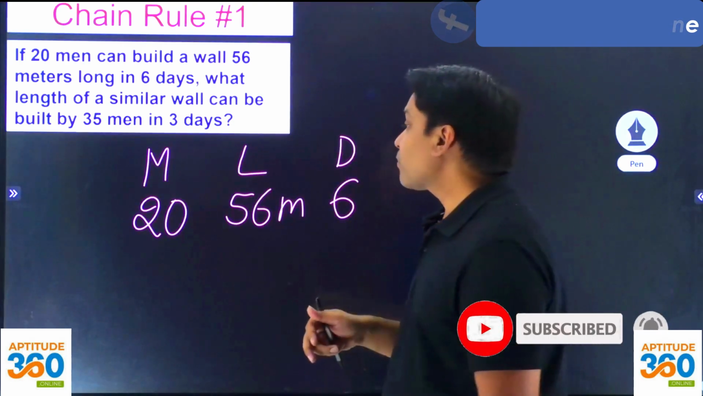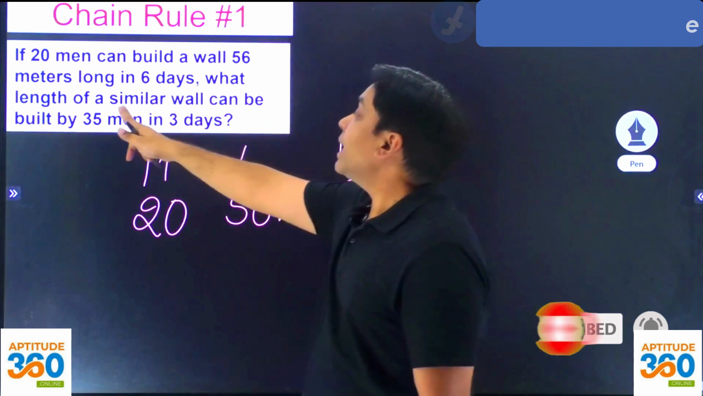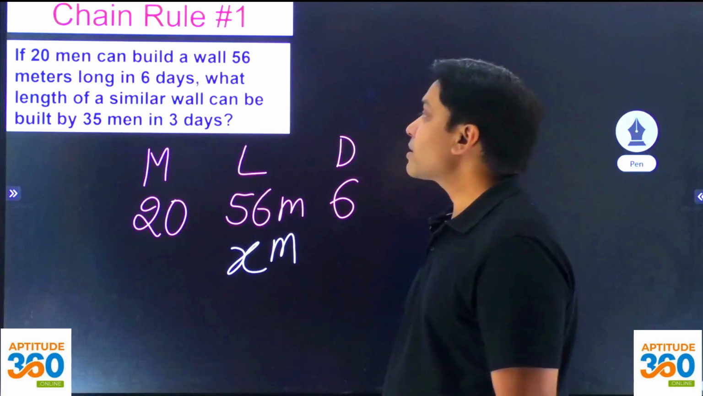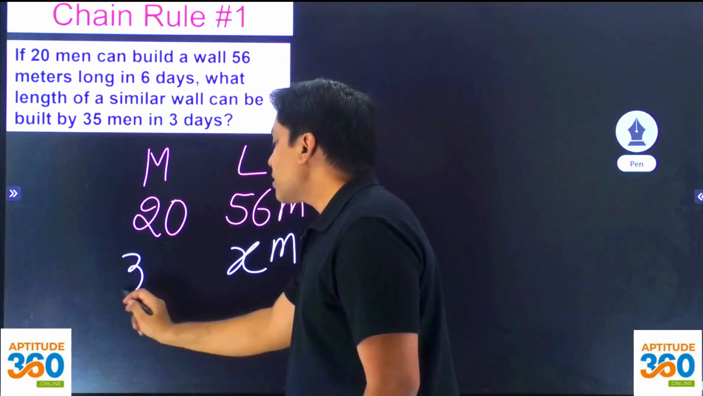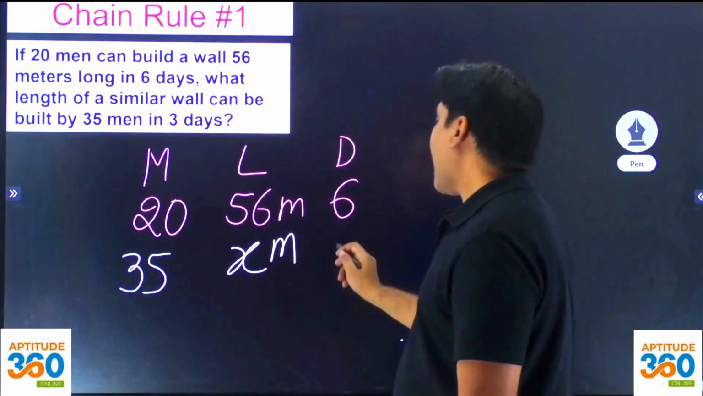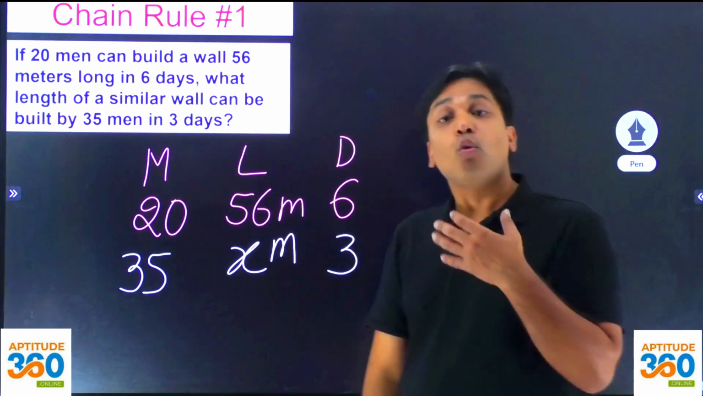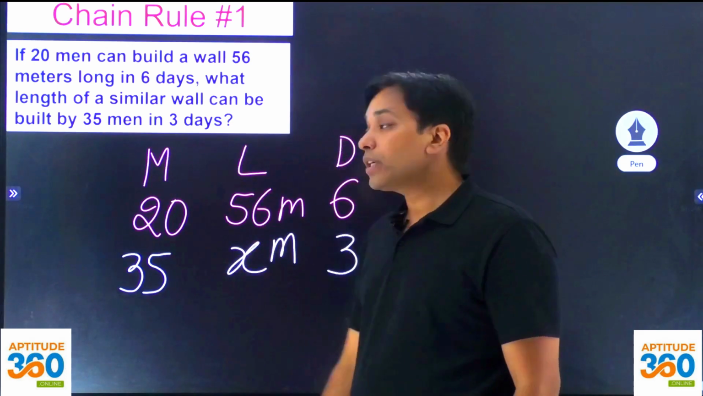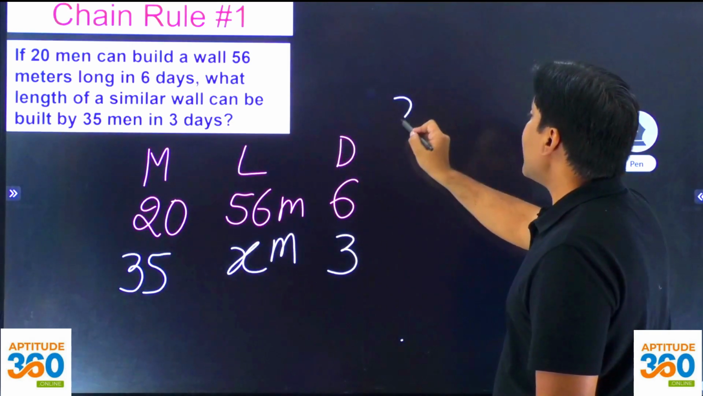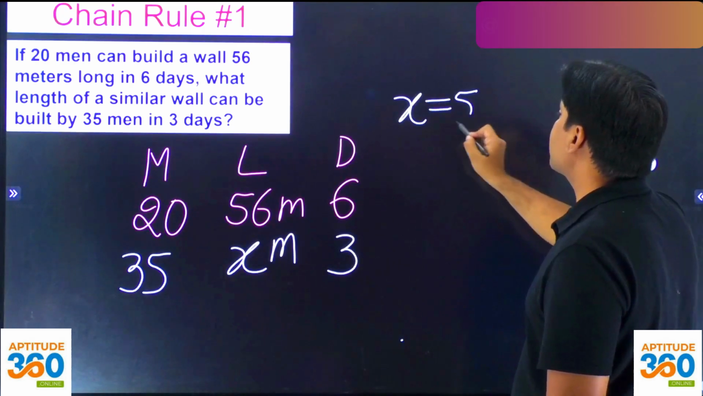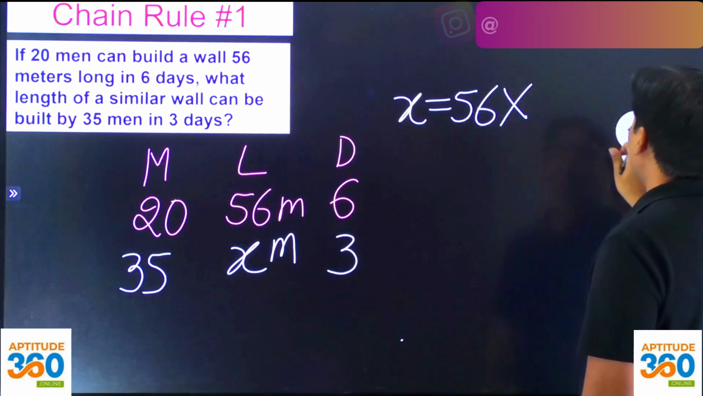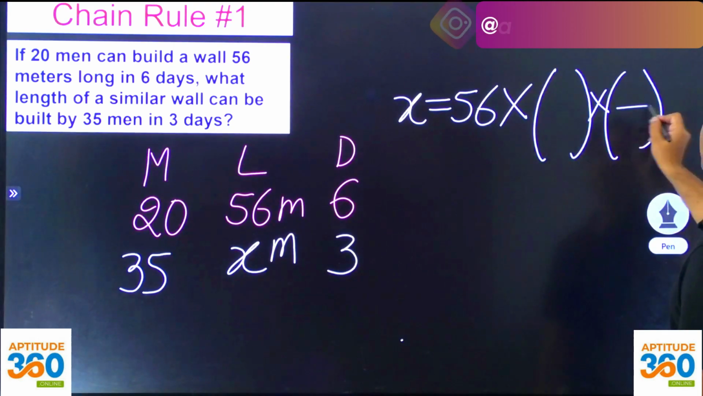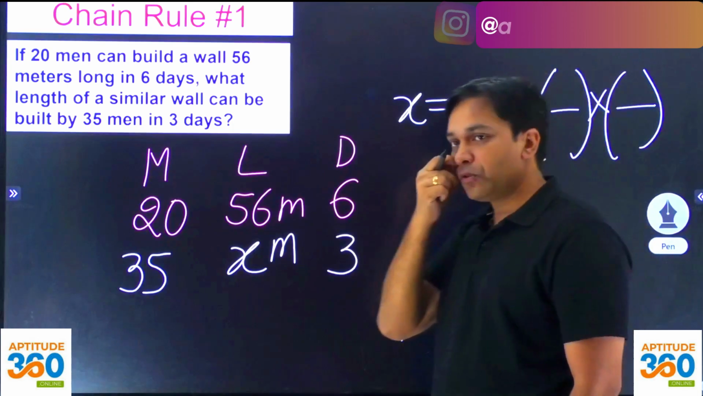Now what else does the problem say? What length of a similar wall? Now you do not know this value. Maybe this is x meters. How many men do we have? 35 men. And in how many days do we want this work to be completed? 3 days. Now what is going to be the value of x? Now what did I say? X will have to be written as 56 into, now since we have got 2 variables, we will have to write 2 ratios, 2 fractions.